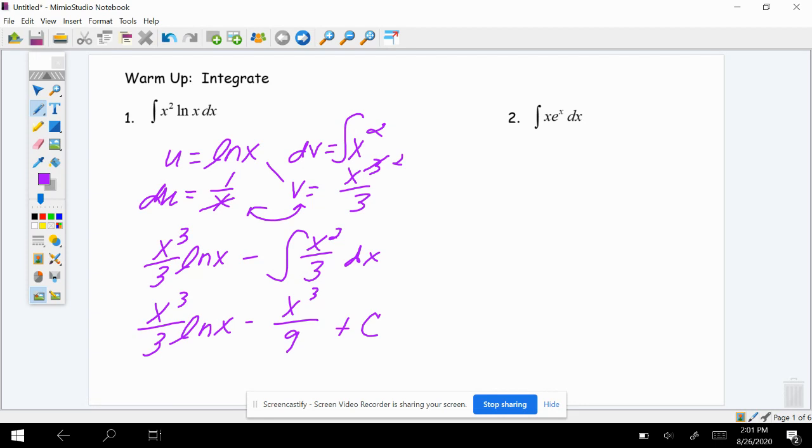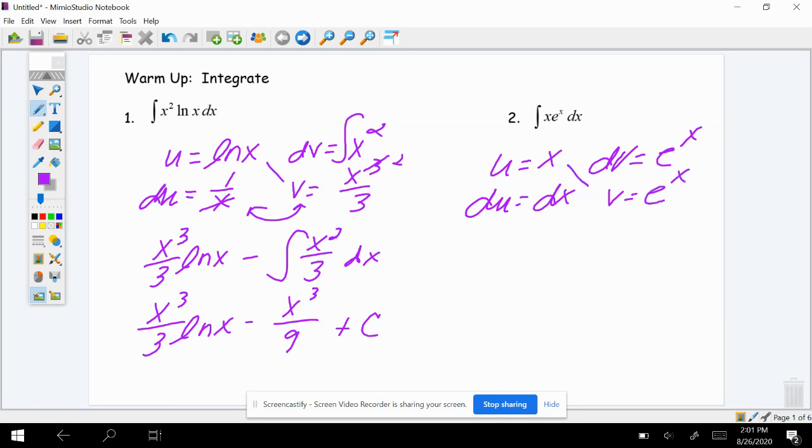Second one is the one that I said is the most common on the AP test. It's the combination of e's and x's. That's a horrible, messy v, I'm sorry. Your u is always your x's. Your du is the derivative of that, which is just 1 or dx. Your dv will always be the e piece. When I integrate e, I get e, no adjustment because it's just an x as your exponent.